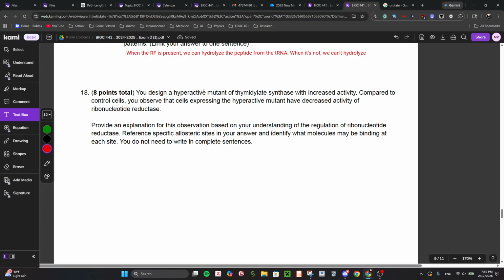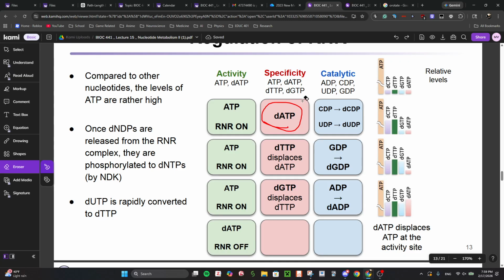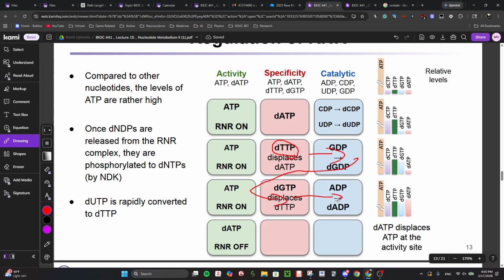For this one, I'm not going to bother going through the whole thing, but you design a hyperactive mutant of thymidylate synthase with increased activity compared to control cells. Provide an explanation, and then you observe that it has a decreased activity in RNR. This is literally just going back to this and saying, if I have high levels of dTTP, I'm literally just doing a flow diagram. I start here, goes to this, goes back to this, goes here, makes this, and then turns it off. You have to write that all out in words, basically. Just draw a flow diagram, if you know what I mean.